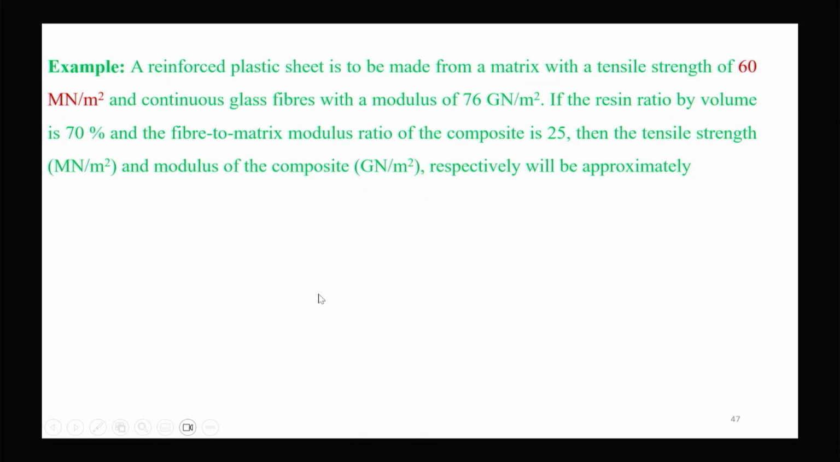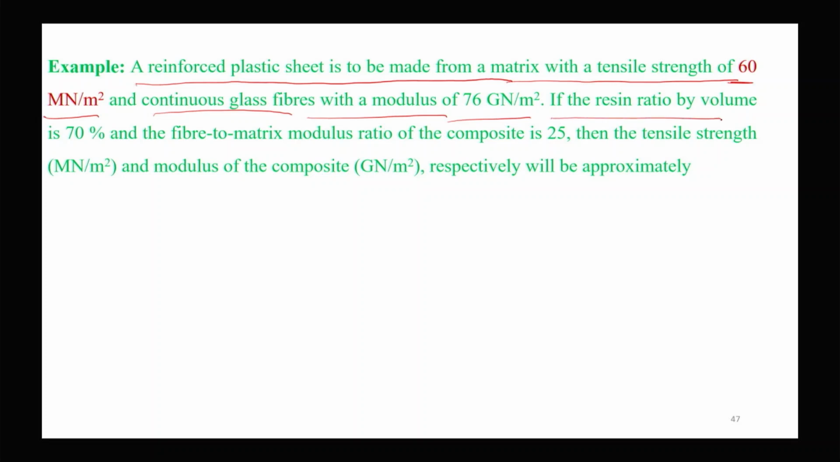Now next is the reinforced plastic sheet. It is to be made from a matrix with a tensile strength of 60 meganewton per square meter, and continuous glass fiber with a modulus of 76 giganewton per square meter.